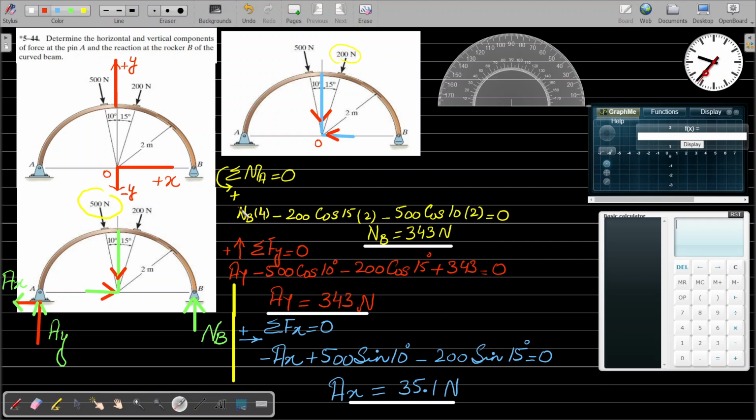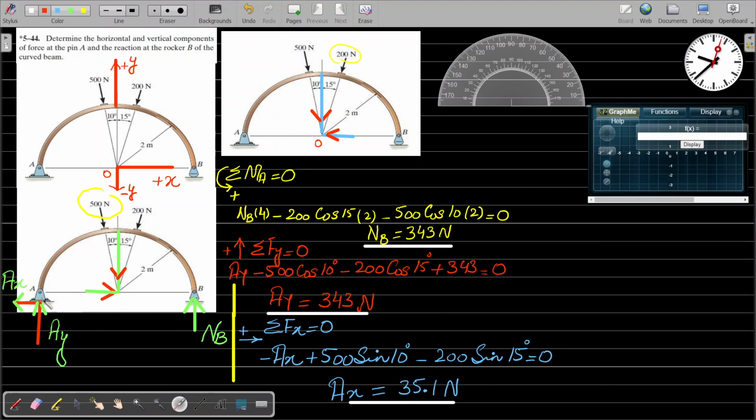We can make our problem very easy by summing moments about point A, because if we sum moments at A, the two unknown forces Ax and Ay will become zero. So let's start the process. We take the normal reaction NB, and its moment arm from point B to A is 4 meters, because the radius of this curved beam is 2 meters, so the diameter is 4 meters. It is being fixed over here. So this force will turn the beam anti-clockwise, so it is positive.